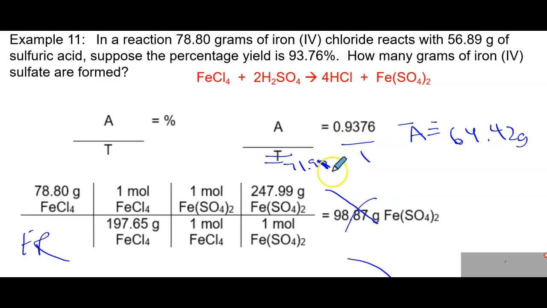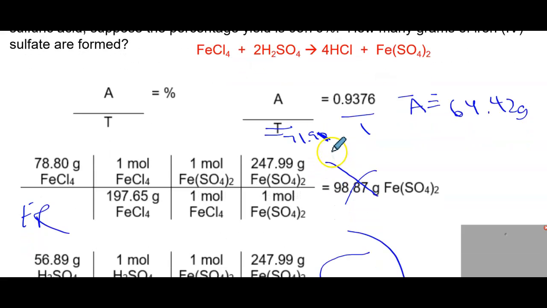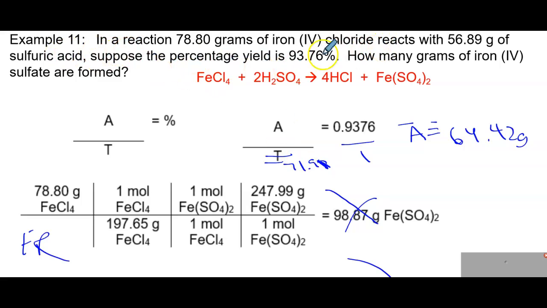Now, let's talk about A over T because we need to emphasize this. This all must be the same stuff. What was the 71.91 of? Well, remember, it was of iron sulfate. And so was our percentage, because we yielded 93.76%. So we have to assume, since we have no idea about the hydrochloric acid, that this is still talking about iron sulfate. A over T must be iron sulfate if this percentage is of iron sulfate. So that's how I cross multiply, and this would be your final answer. That concludes example 11.